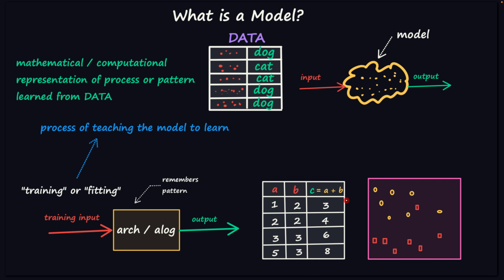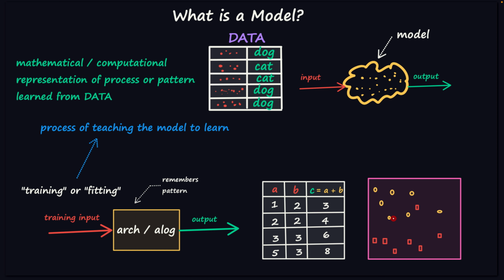Okay, let's see one more example. Let's imagine that we have some data, and if we plot the data in XY coordinates, this is what we see. We have some yellow circles and we have some red squares. Let's imagine that this is the output of some experiment. According to that experiment, yellow circles are good results and red squares are bad outputs. Now, we want to classify whether the output of an experiment is a good output or a bad output. And for that we are trying to develop a model.